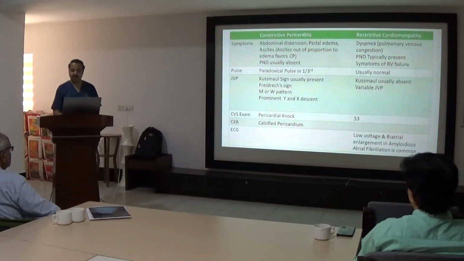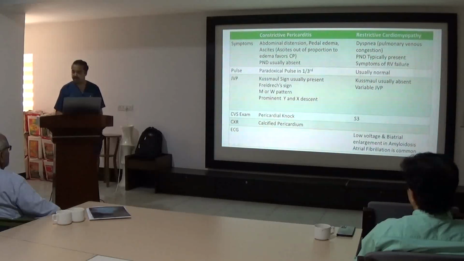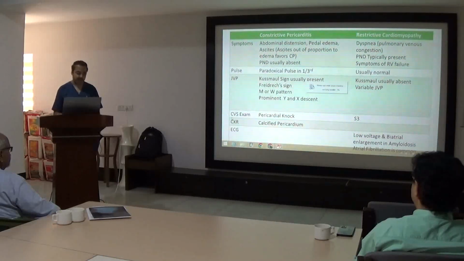Friedreich sign is also more or less the same. Friedreich sign is rapid descents, that is rapid prominent X and Y descent in JVP, that gives an M or W pattern. While JVP does not help much in restrictive cardiomyopathy because it's a low filling state, so JVP usually remains normal or low, until late in disease where there will be high jugular venous pressures.